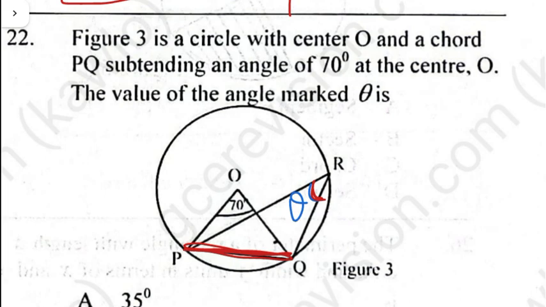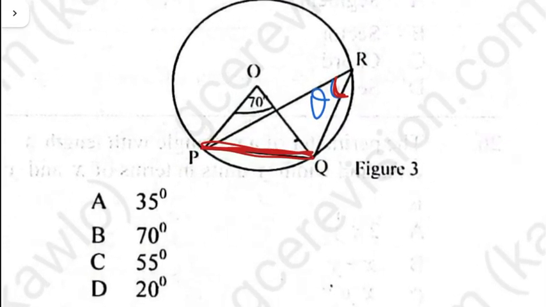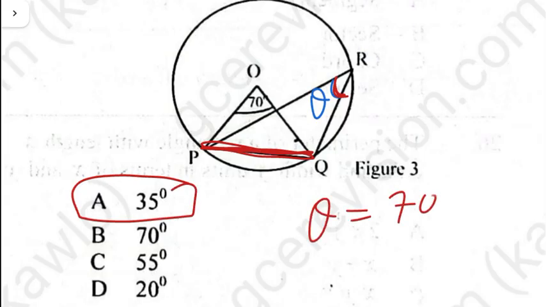The angle subtended at the circumference is half the angle subtended at the center by the chord. So this angle is going to be half of 70, which is 35 degrees. So theta is equal to 70 over 2, because the angle subtended at the circumference is half the angle at the center. So our key here is A.